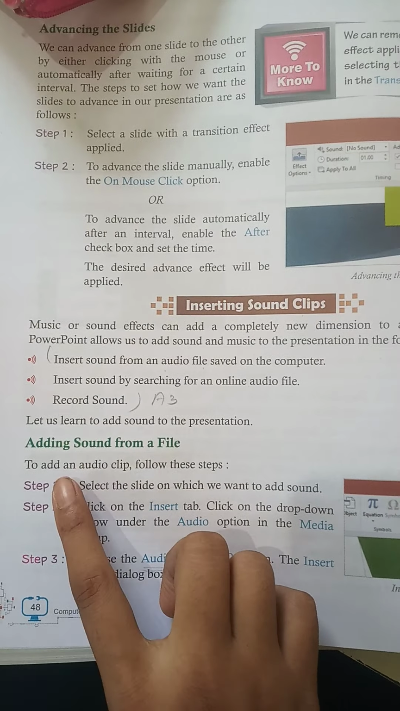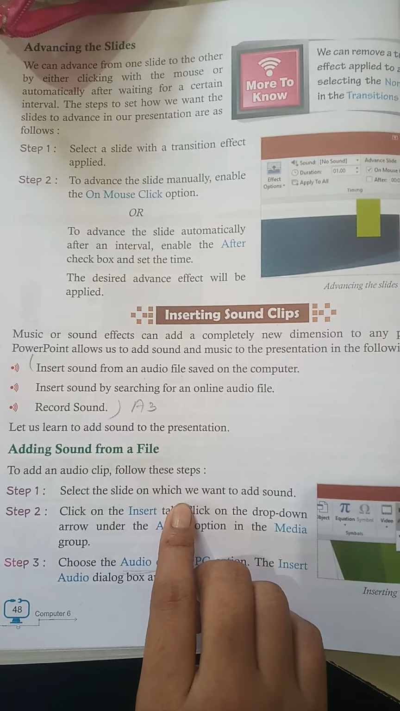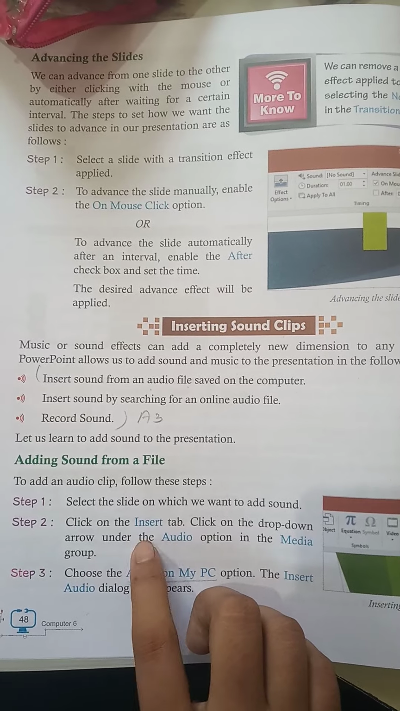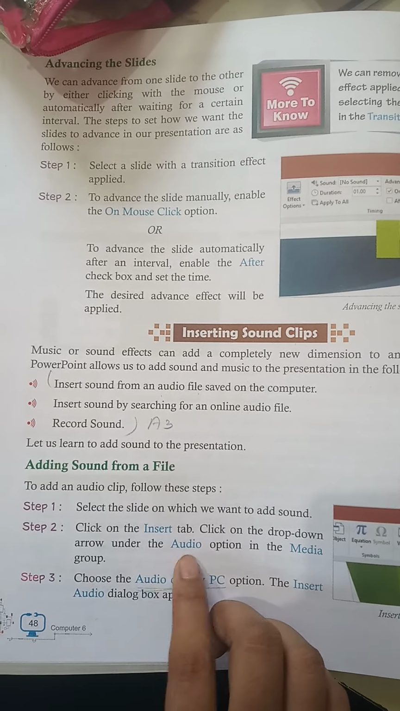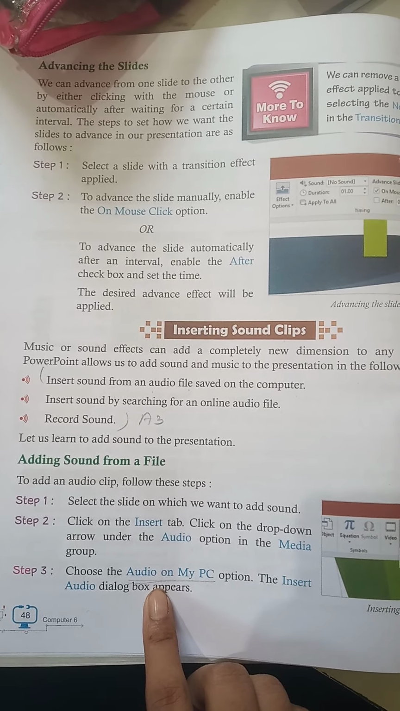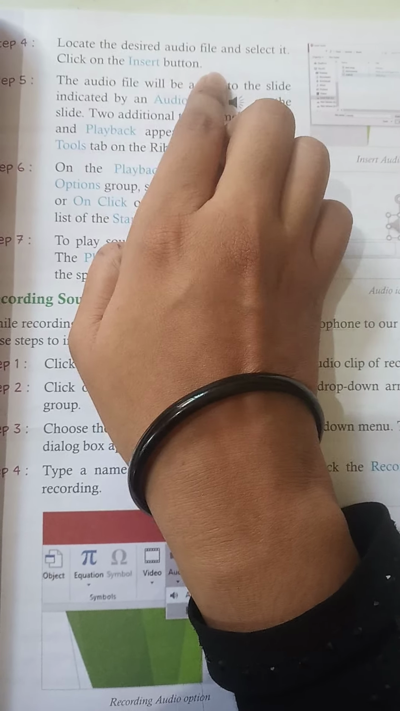Adding sound from a file. To add an audio clip, follow these steps. Step 1, select a slide on which we want to add sound. Step 2, click on the insert tab. Click on the drop down arrow under the audio option in the media group. Step 3, choose the audio on my PC option in the insert audio dialog box that appears. Step 4, locate the desired audio file and select it. Click on the insert button.